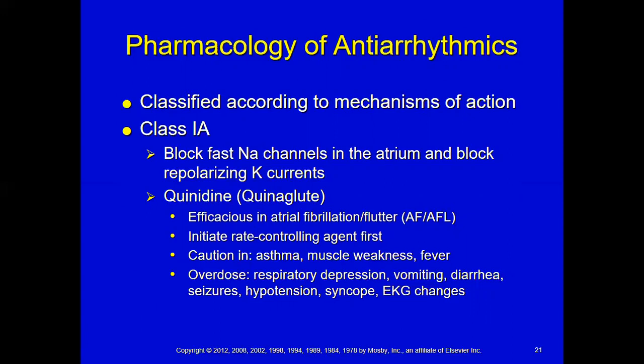All right. And these classes are going to be basically how they work. So the first class we have is called class 1A, and it's going to block those fast acting sodium channels in the atria. Okay. So it's going to block those so I can't have as much sodium going through. If I can't have as much sodium going through, that's really going to slow down my heart rate, right? It's going to slow everything down, okay? And it's going to block the repolarization, allowing that potassium to come back in.